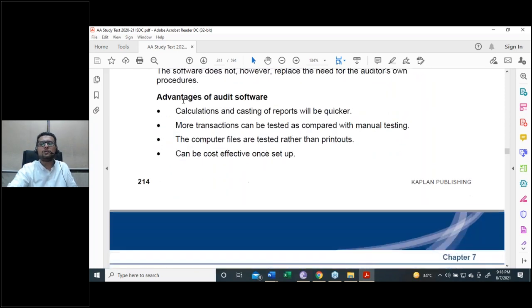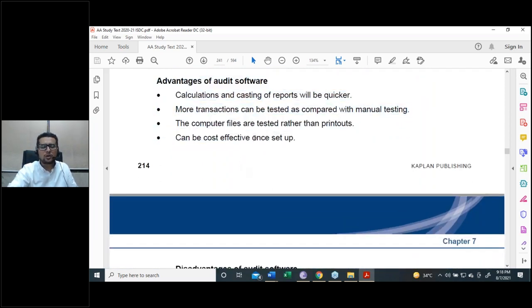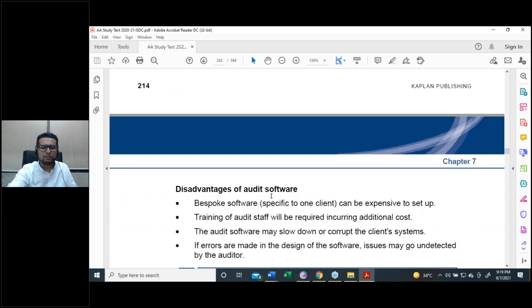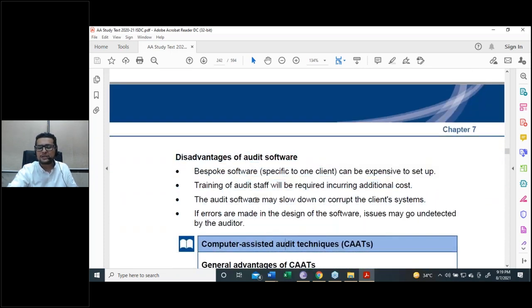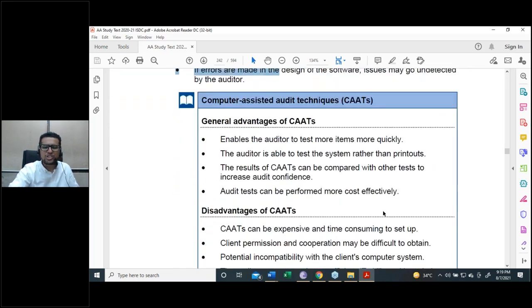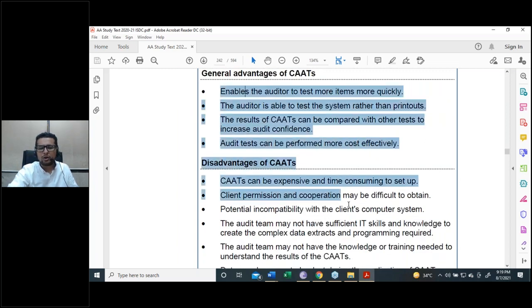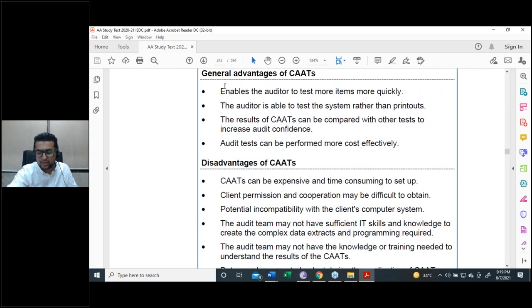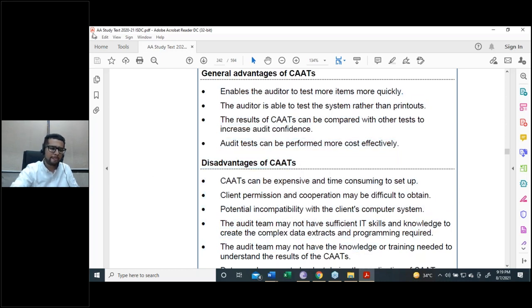So there are many advantages of softwares. Softwares can calculate and cast quickly. Softwares can audit more transactions, so sample size can be increased. Softwares are damn good, but yeah, definitely there are disadvantages of the softwares. Maybe the software is expensive, maybe the staff needs training, and so on. So generally speaking, what are the advantages of CATs and what are the disadvantages? You are all familiar with the advantages and disadvantages, but still I'm giving you 2 minutes to read this one. 2 minutes.